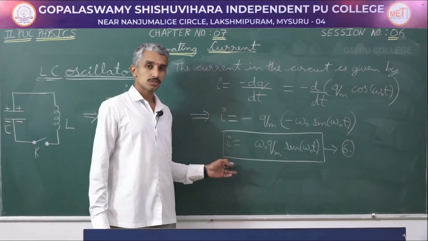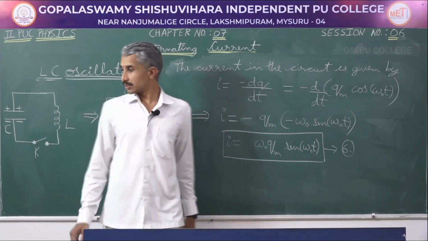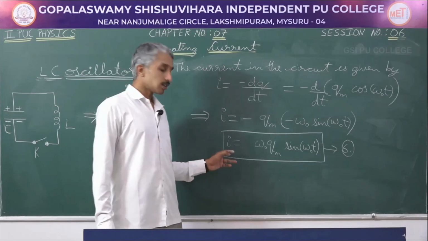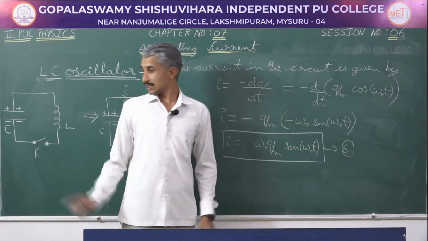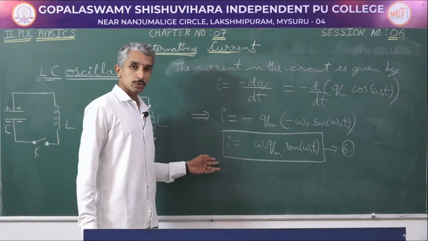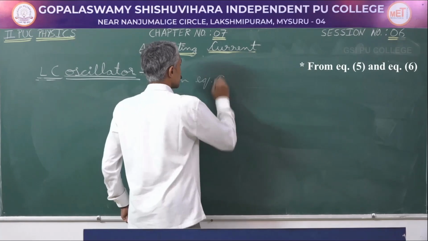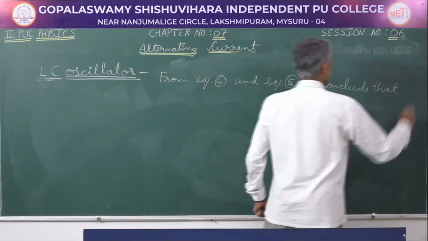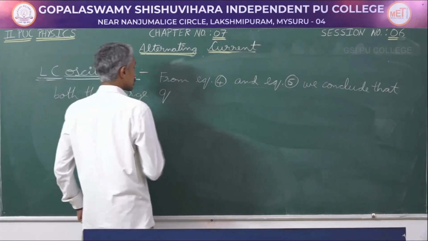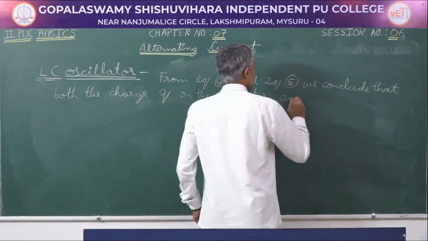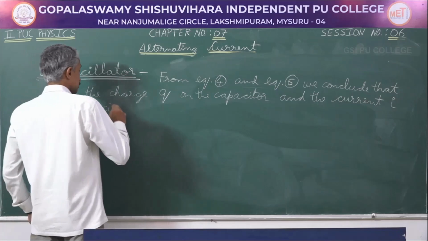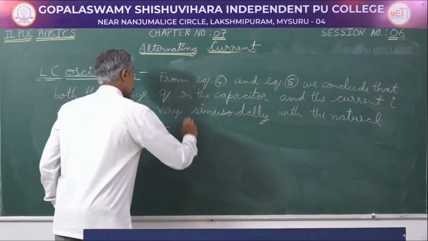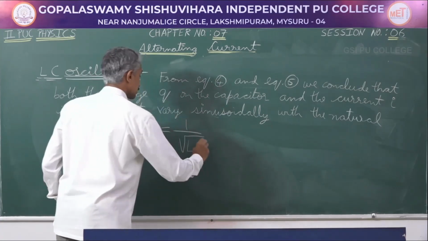Equation 6 gives the expression for the current in the LC oscillator, and from this we can also tell that the current also changes sinusoidally in the circuit. At the end, I would conclude that from equation 4 and equation 6, both the charge q on the capacitor and the current I in the circuit vary sinusoidally with the natural frequency omega naught, which is equal to 1 by root LC.